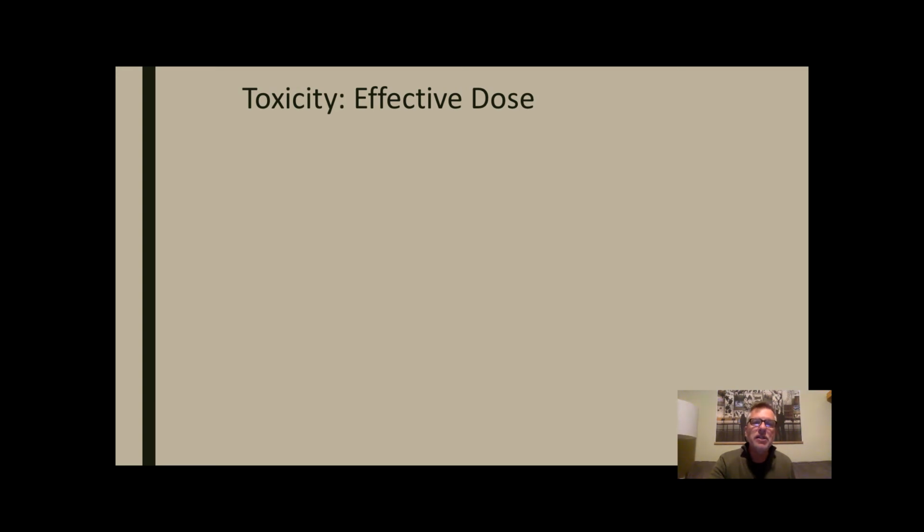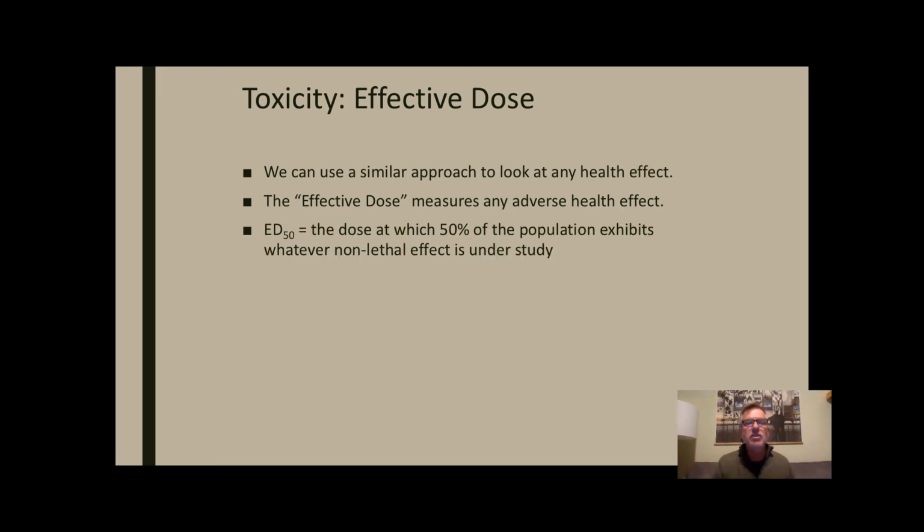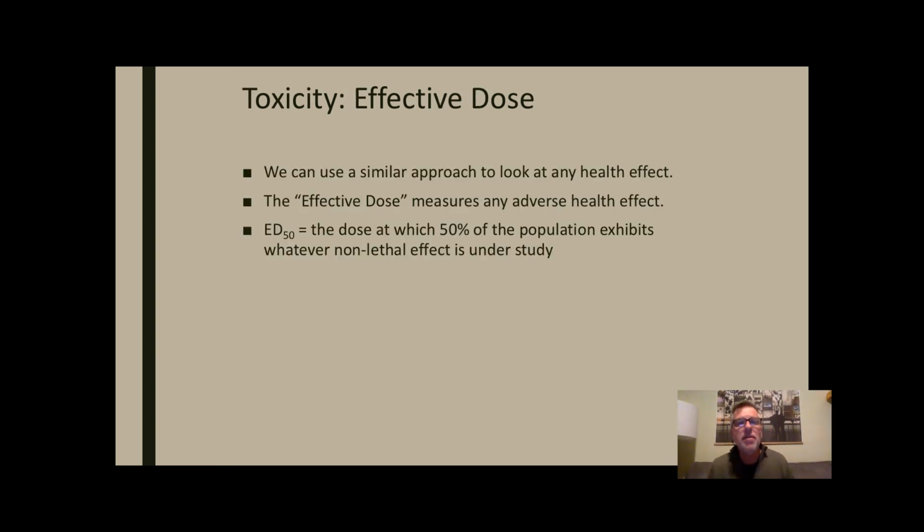Now, you can take this LD50 approach to look at any health effect, and when you do that, you call it the effective dose. And the effective dose 50 is the dose at which 50% of the population exhibits whatever non-lethal effect is under study. For example, skin rashes, or lung disease, or high blood pressure, or whatever you're looking for, or immune system suppression. So the effective dose is often very important for the kinds of things we're looking at in this course, where people aren't dying directly from the toxin but are suffering long-term health effects.